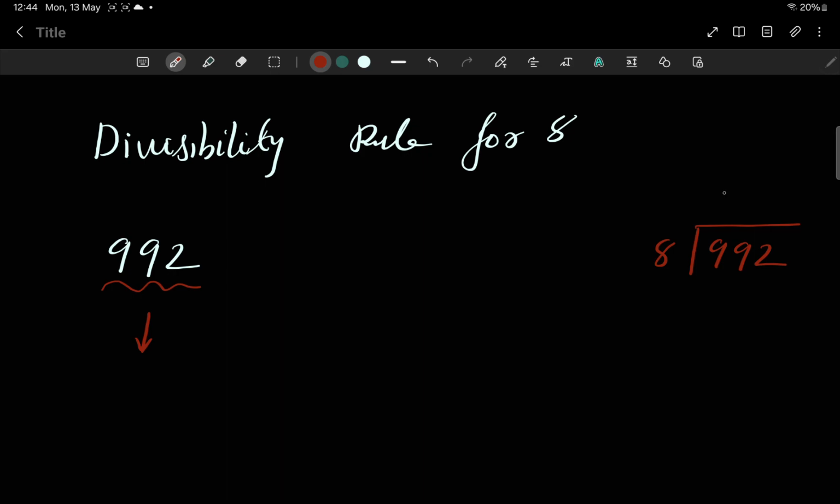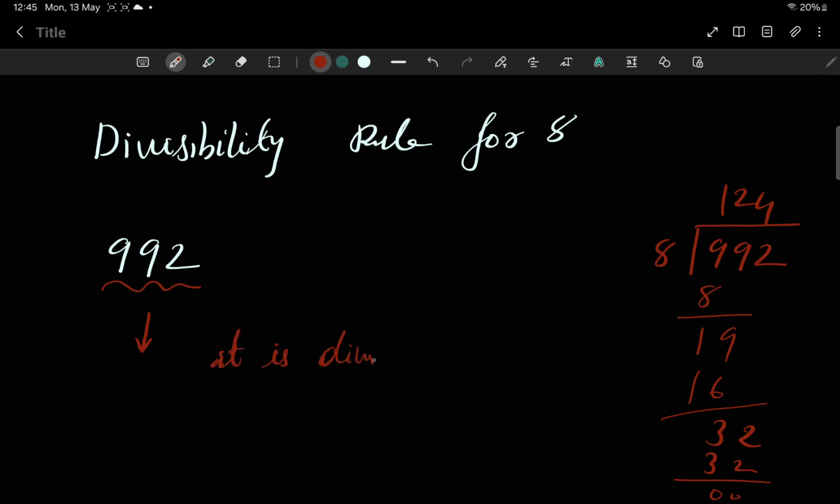So what I will do, 1 into 8, 8, remainder 1, 9. So 8 into 2 is 16. Remainder 3, 3, 2, then 124. So you will get to know that it's 124 times 8. So the remainder is 0. So it's divisible by 8. You need to check like this only. Then we can say that it is divisible by 8. For a 3-digit number, we may not have that much advantage, but I will show you.